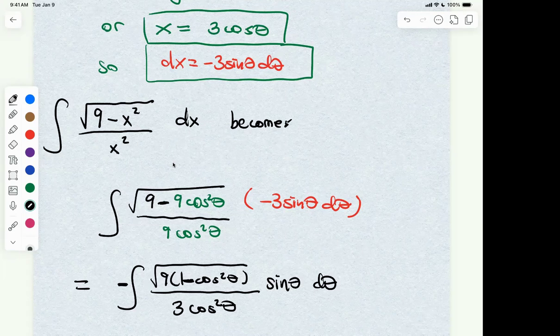Is that okay? Is that making sense? So far, so good. Yeah. Oh, because of the negative, right. Yes.